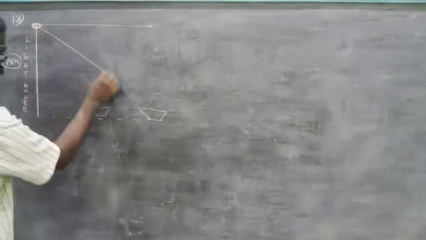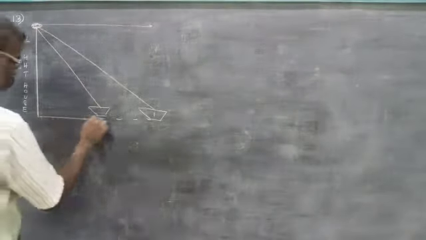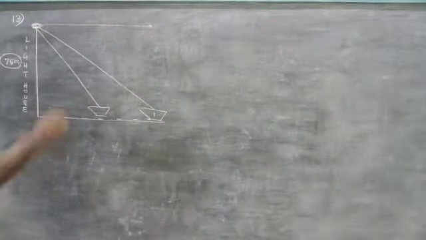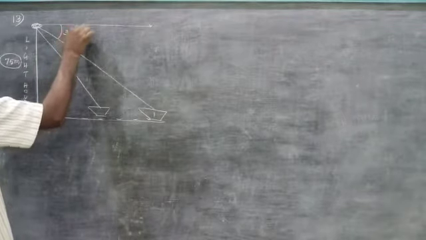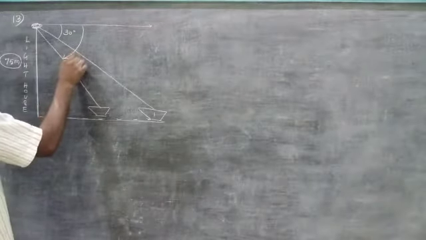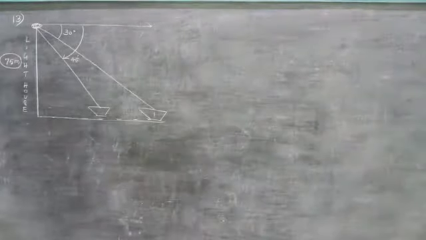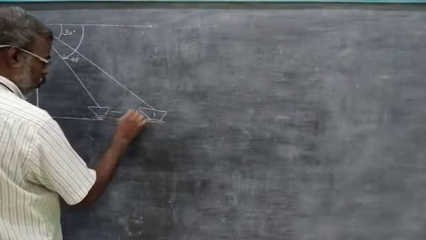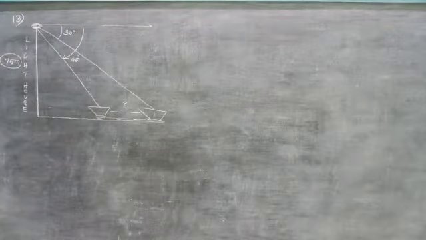The angle of depression of ship 1 and of ship 2 are given as 30 degrees and 45 degrees. The farthest ship has the lesser angle, that is 30 degrees, and the nearest ship to the lighthouse has 45 degrees as the angle of depression. Then find the distance between the two ships. What is the distance between the two ships? This is what we are going to find out.